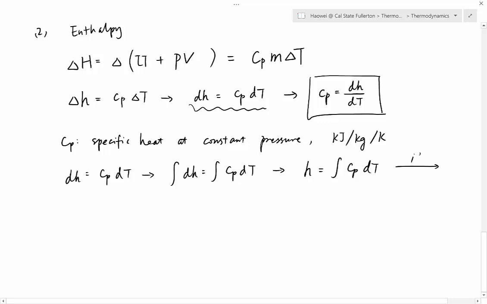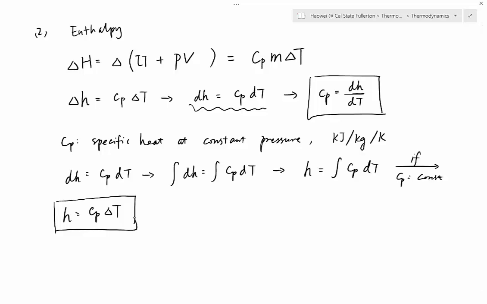Same as before. If Cp is a constant, what's going to happen? The integrand Cp is constant, so you can take Cp out of the integral sign, and then what is left is just delta T. If you're dealing with ideal gas and Cp is a constant, then instead of going to the tables, you can use this equation to look for specific enthalpy. It's equal to Cp times delta T.